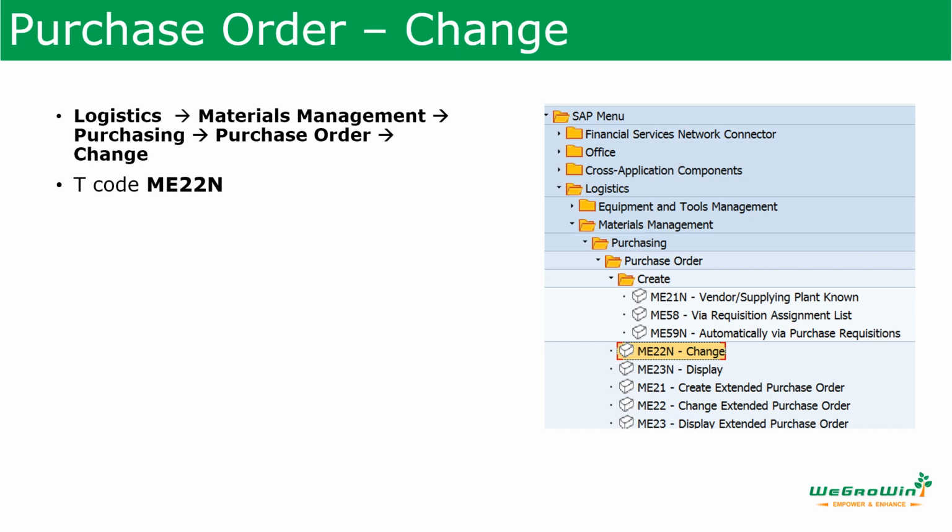After a purchase order is created, the purchasing department may need to modify it due to a change in supplier, a change in material quantity, to remove a line item altogether, and many other reasons. To change a purchase order, ME22N is the transaction and the menu path is shown here.